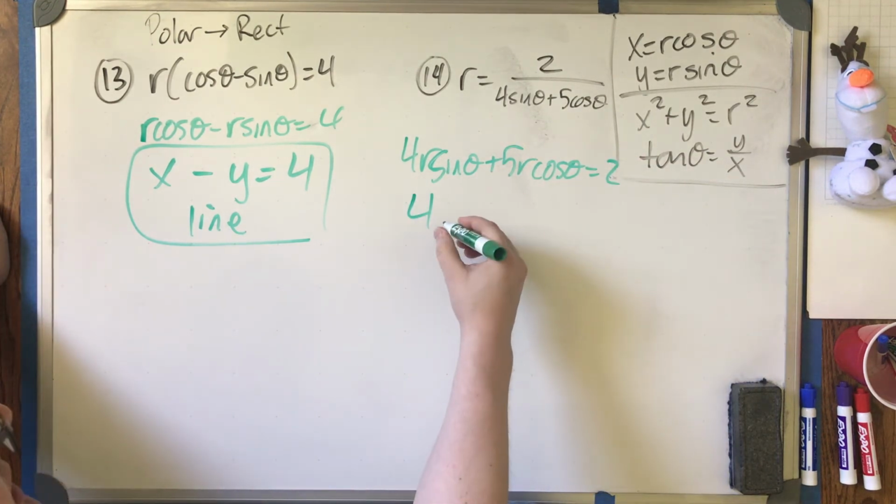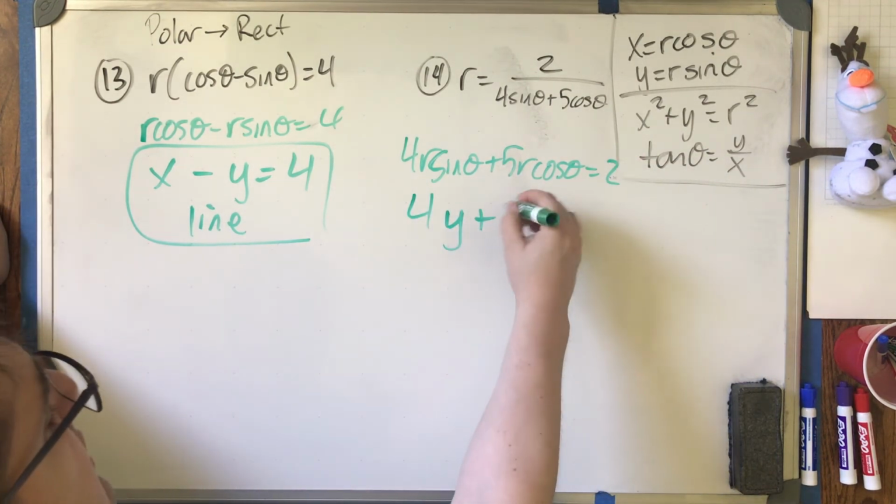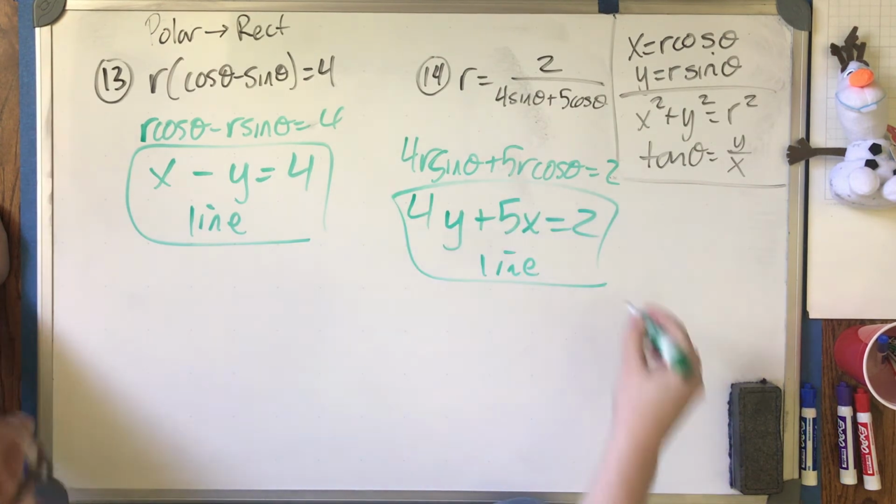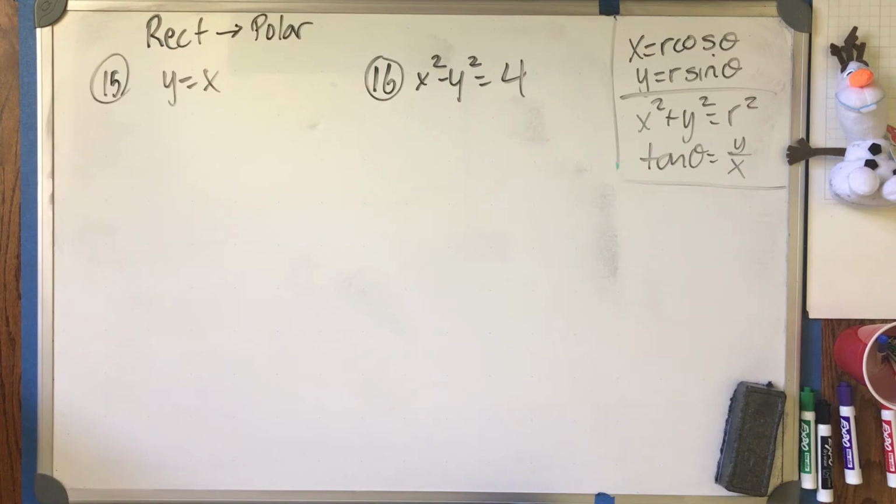So r sine is going to be y, r cosine is x, so I get this. This is also a line, so I'm just going to leave it that way. For 15, 16, 17, 18, 19, and 20, we are given rectangular equations and we need to convert them to polar. And I started off with just about the two worst ones we could use. They are kind of tricky.